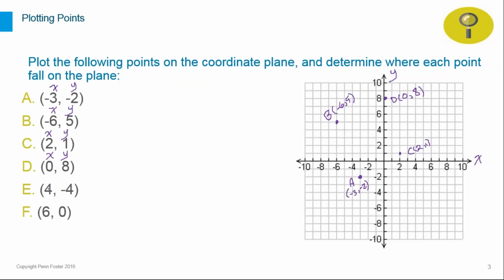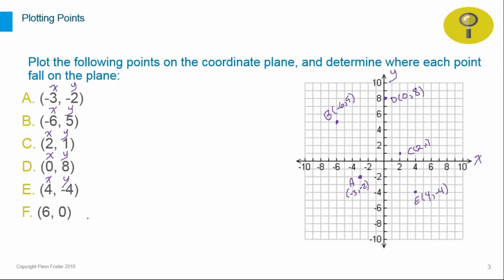Now point E, 4 and -4. So x and y. X is positive, so we're going to go from the origin to the right 4 units here. And then the y is a -4, so go down 4 units, 1, 2, 3, 4. And that will make us write E is 4 and -4.